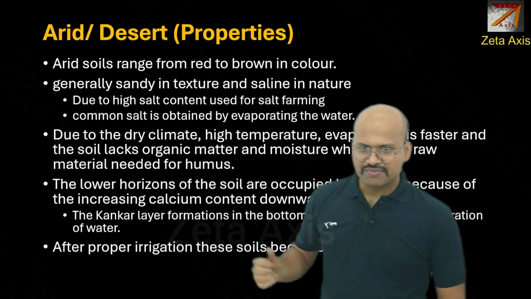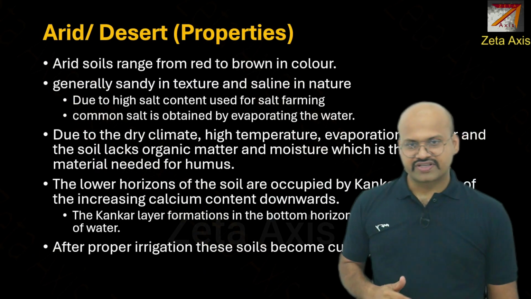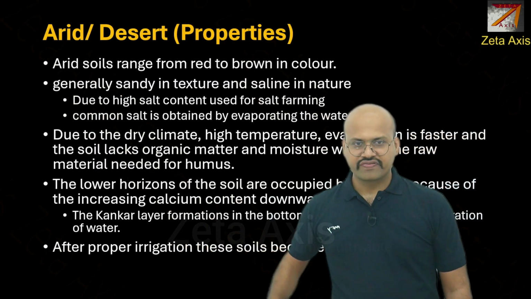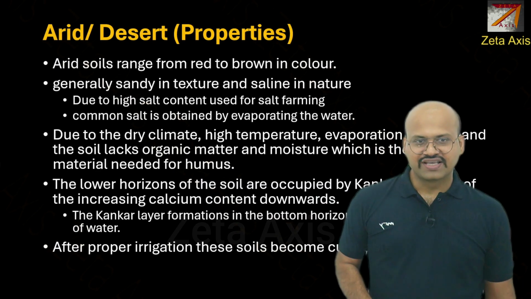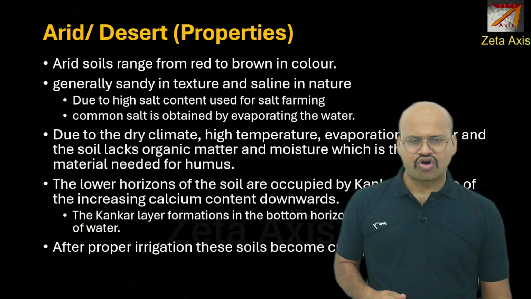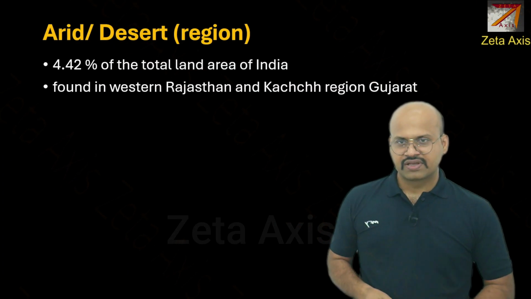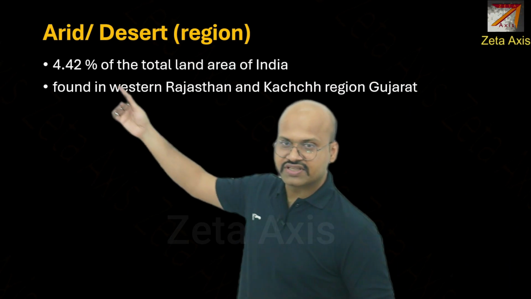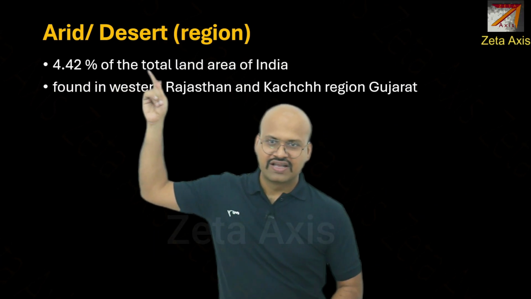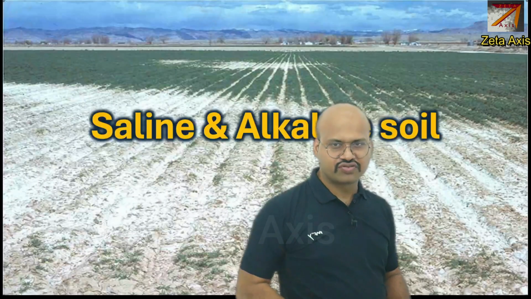This soil can be used after proper irrigation. So they can be cultivated, but they require a higher amount of irrigation. And that is why we see that a lot of canals have been developed in Rajasthan. Indira Gandhi Canal or Rajasthan Canal is one example of that. In the whole of India, 4.42% of the land is covered by arid desert, and it is found in western Rajasthan and the Kutch region of Gujarat.